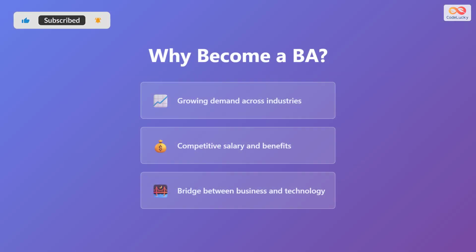There are several compelling reasons to pursue a career as a business analyst. First, there is growing demand across industries for skilled business analysts because every organization needs someone to bridge business and technology. Second, business analysts enjoy competitive salaries and good benefits as the role is highly valued. Third, as a business analyst, you get to be the bridge between business and technology, making you essential in turning ideas into reality. If you enjoy problem solving, communication, and technology, this could be the right career path for you.